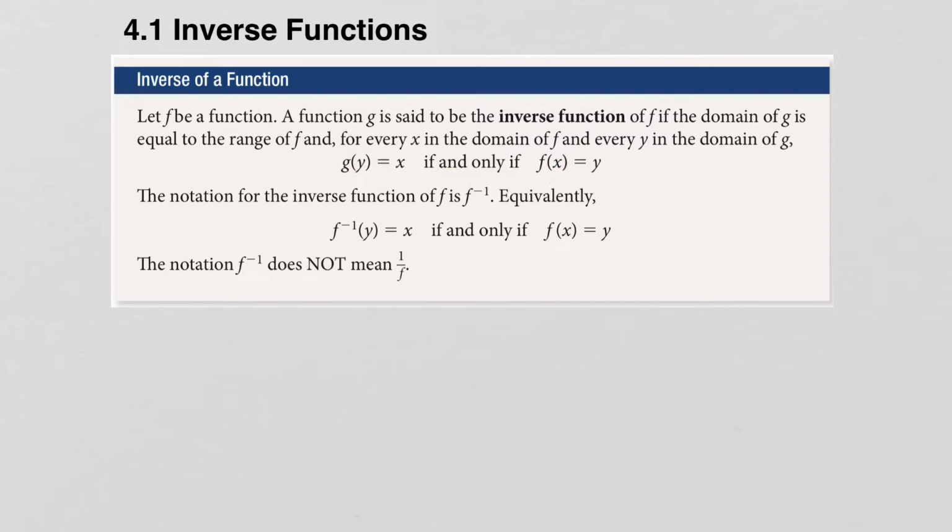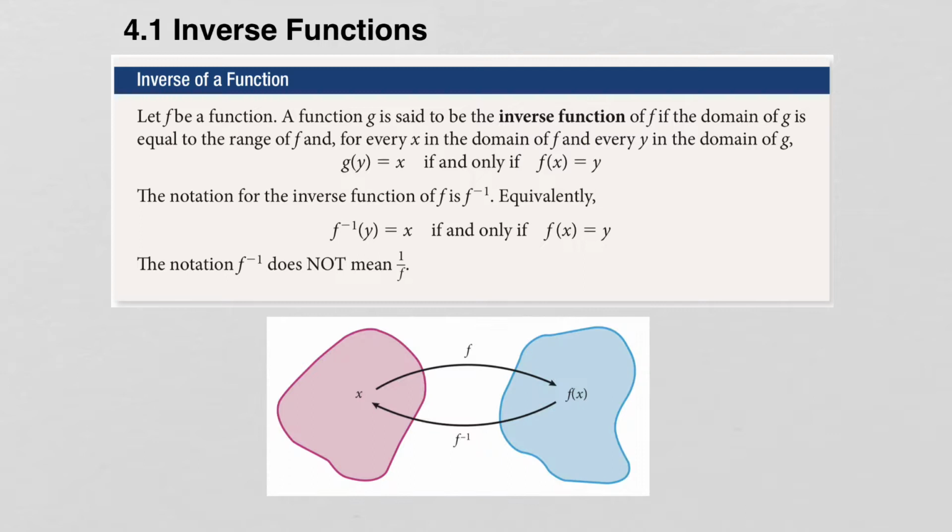The notation for the inverse function of f is f inverse, so it looks like a little -1 exponent, but that's not an exponent. Equivalently, we say f inverse of y equals x if and only if f of x is equal to y. And again, the notation f -1 does not mean 1 over f, it means the inverse function. Okay, that's a lot to take in. Let's go ahead and try to understand this a little bit better.